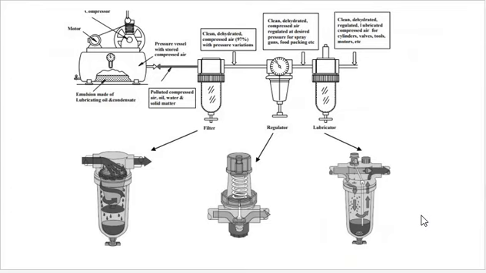Then if you see this detailed component, this is called the filter, this is called the regulator, this is called the lubricator. And you can see this physical diagram of the filter, lubricator and regulator. You might have seen it in the lab, and this is the compressor. So after compression it will act as a secondary air treatment.